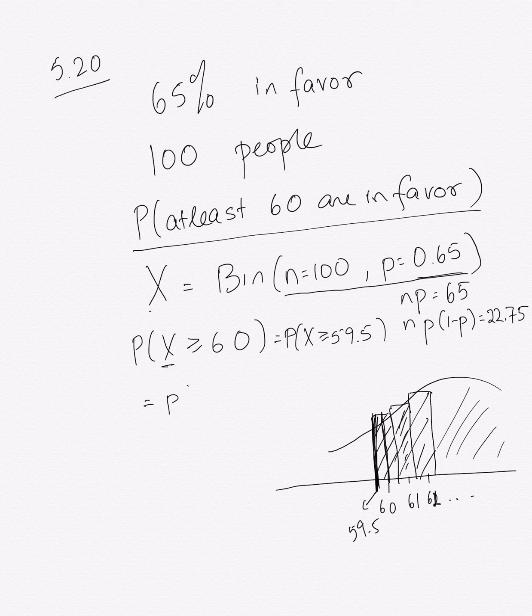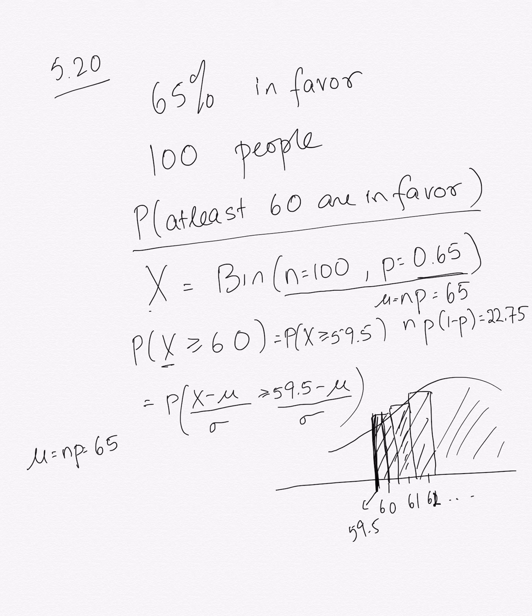And what do you do? You subtract the mean from both sides. What's the mean? Mu is 65. I'm just going to write mu right now. And you divide by the standard deviation. I'm just going to write sigma right now. Okay, well, what is mu? Mu will be np, so that's 65. Sigma squared is np times 1 minus p, so that is 22.75.